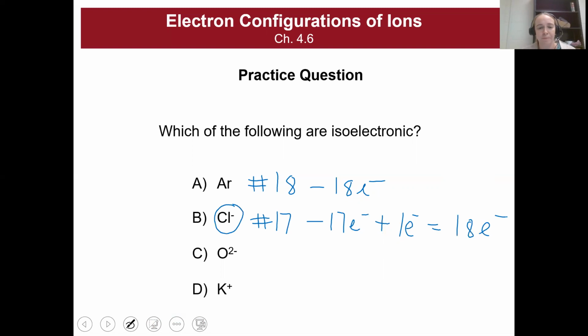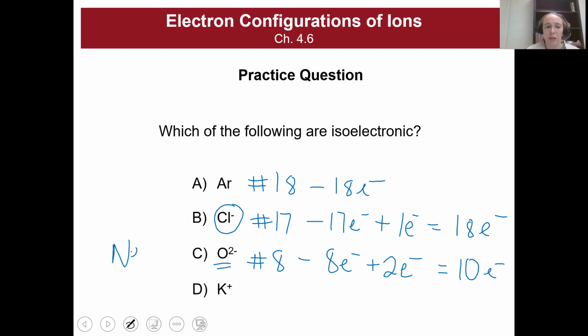What about oxygen? Oxygen is number 8. So the neutral oxygen atom has 8 electrons, but we have the -2 anion, so we had to add 2 electrons. So oxygen has 10 electrons. It's not isoelectronic. Oxygen is isoelectronic with neon, one of our other noble gases, but it's not isoelectronic with argon.